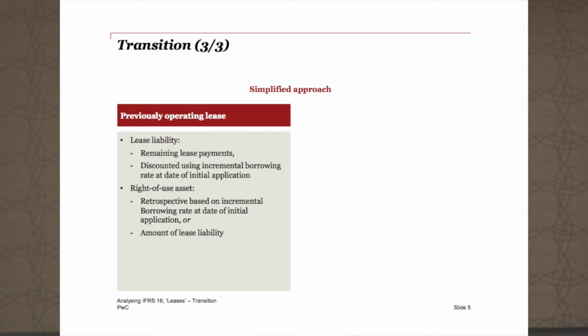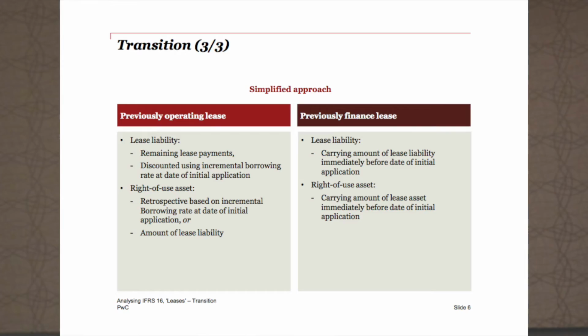In terms of the right of use asset that now needs to go on the balance sheet for operating leases, or previously operating leases, the lessee has two ways of doing that. The first way would be to essentially have the right of use asset just equate to the value of the liability. The other way is to determine retrospectively what that amount would be, but equally discount that at the lessee's incremental borrowing rate. For leases that were previously finance leases, lessees can just carry forward the previous carrying value of the right of use asset and the liability on transition to IFRS 16. So there's no adjustments that need to be made for that.